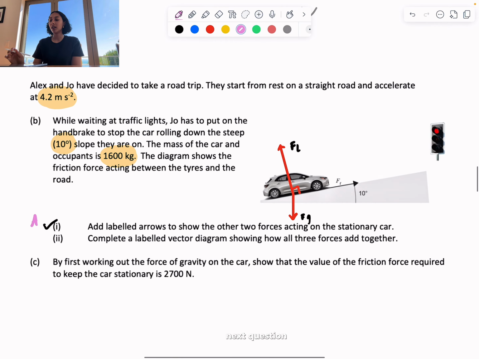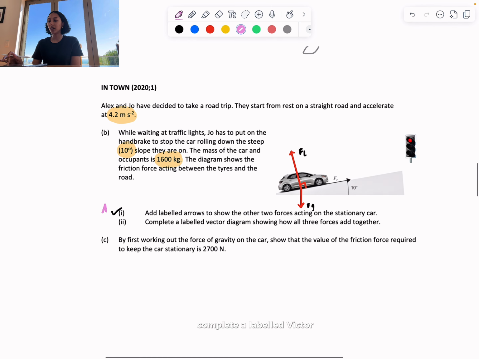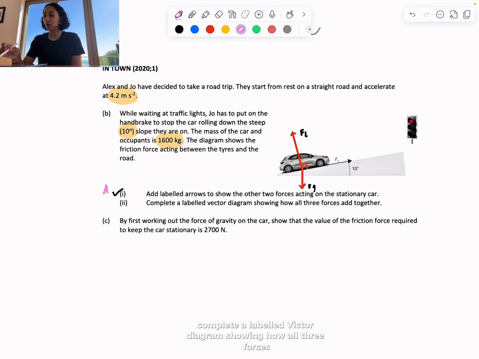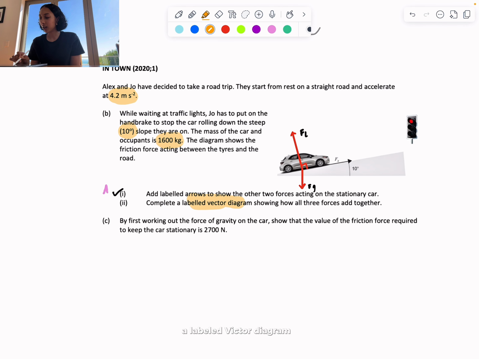All right, next question. Complete a labeled vector diagram showing how all three forces add together. Remember, whenever we're adding vectors, we have to add the vectors head to tail. Let me show you what I mean by that. So we've got our FL, which is going up at that angle. I'm literally just displacing these vectors, keeping the angle the same. So that's FL.